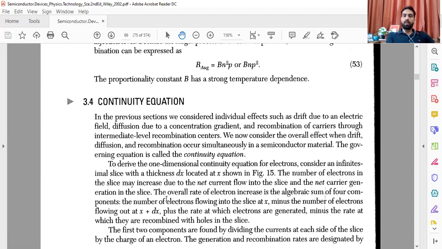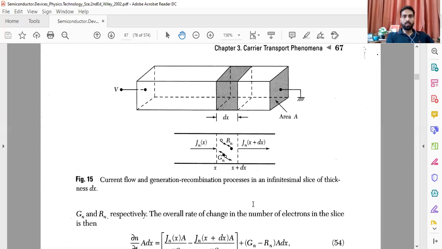So to derive the one-dimensional continuity equation, we take this whole thing: the net current flow in the slice and the net carrier generation in the slice. Obviously, if charge carriers are moving, we are talking only about the number of charge carriers available on this slice section. We are talking about only this slice section.